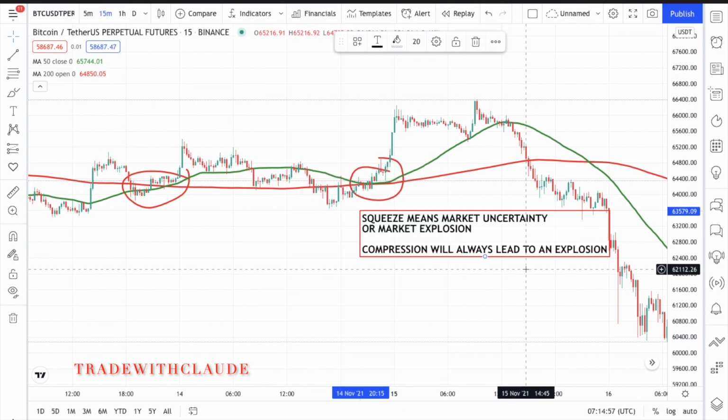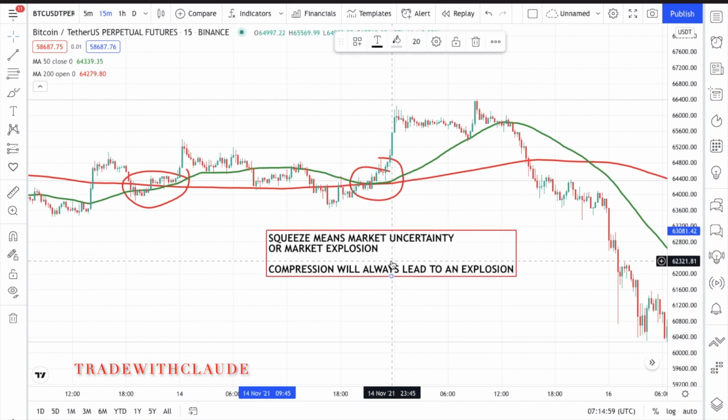Now this is the logic that you need to understand. Squeeze means market uncertainty. Why does it mean market uncertainty? It's simple. Whenever there is a squeeze, the market is either going to boom up or down, so it's going to be either a pump or a dump. That's why I said squeeze means market uncertainty. Whenever you see a squeeze, it means the market is uncertain. Do you understand? The market is what? Uncertain of what is going to happen next.